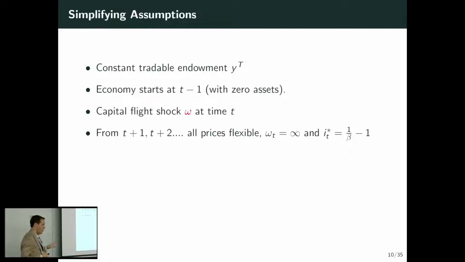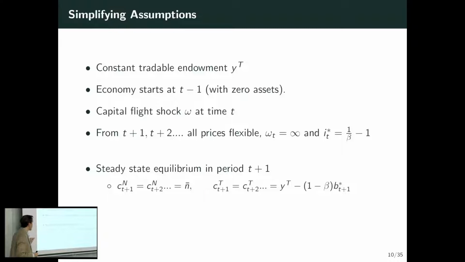Okay, so to be able to show you how the model looks almost in pencil and paper and graphically, I'm going to make a set of simplifying assumptions. I'm going to assume that the tradable endowment is constant. I'm going to assume the economy starts with no assets or liabilities at T minus one. Then we're going to consider one shock only, and that's going to be a capital flight shock that's going to occur at time T. And then I want to assume that after the shock hits, at T plus one, T plus two, and so on, all prices are flexible. There is no basically inelastic supply of funds. And so the model becomes super simple, and basically you jump to the steady state after T plus one.